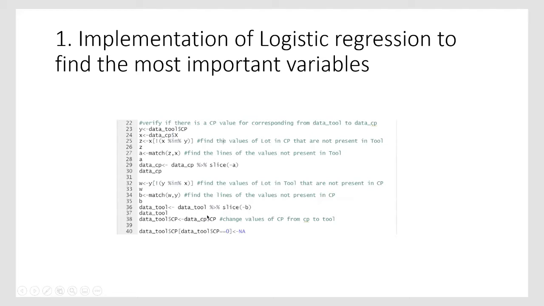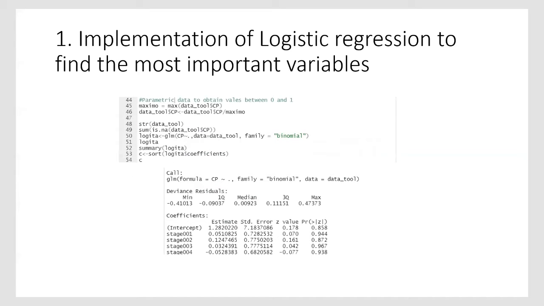Then we do the same for the tools that are not present in CP, and we also find the lines with values that are not present in CP. Then we change those values from lot name to the CP value given in the data of the CP CSV, to have the response variable, the response value of CP from all the lots depending on the stages.